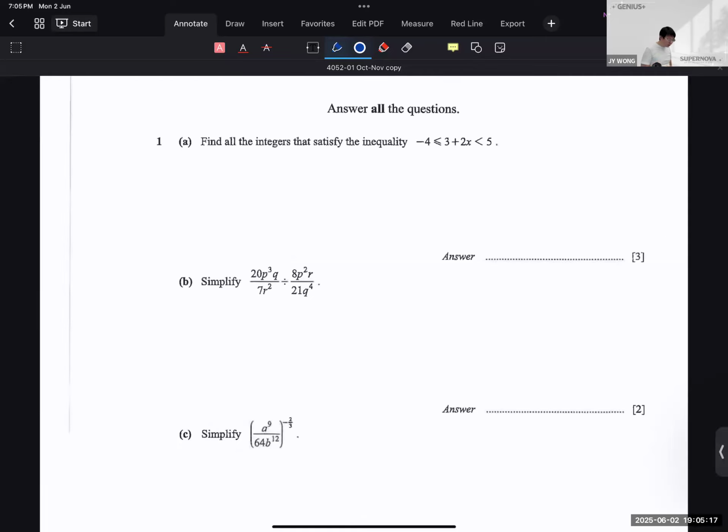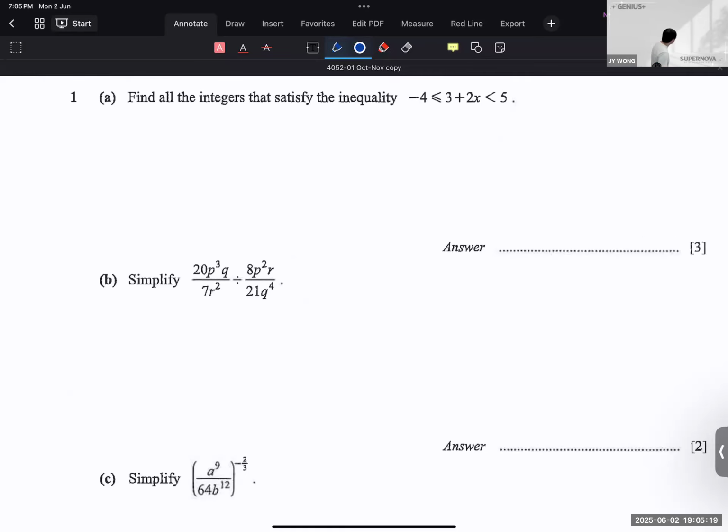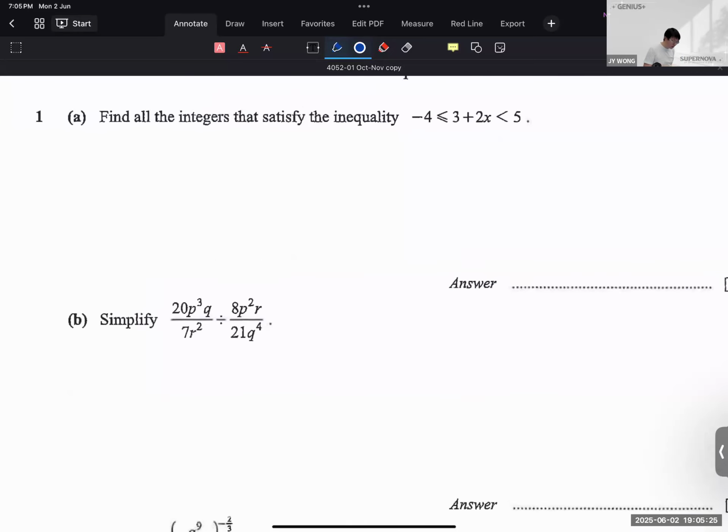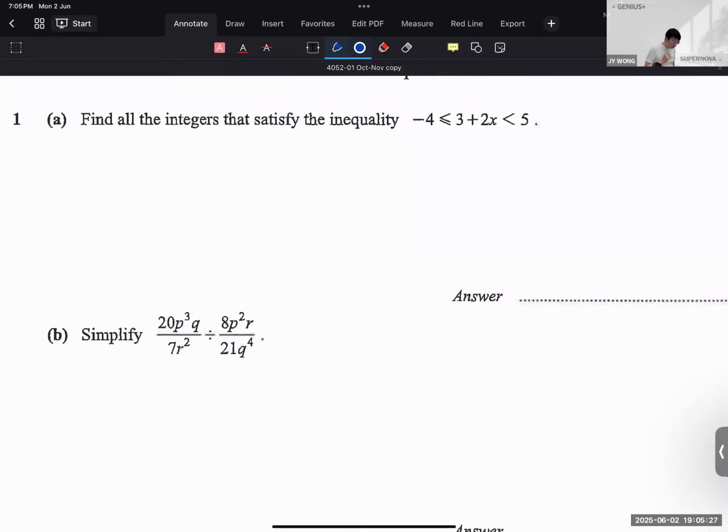Now, let's look at question 1 first. Question 1 is relevant to everybody. Find all the integers that satisfy the inequality -4 is less than 3 plus 2x less than 5.